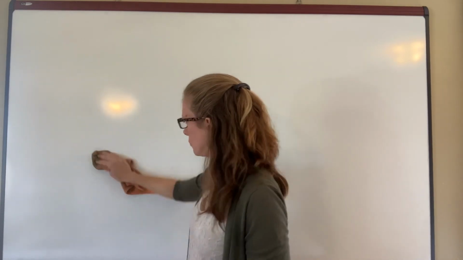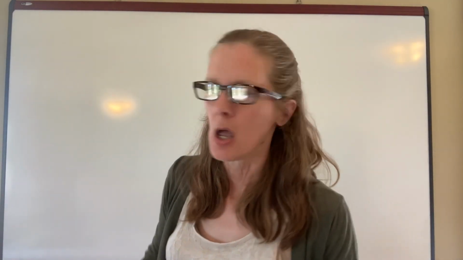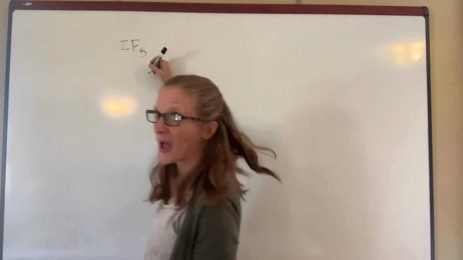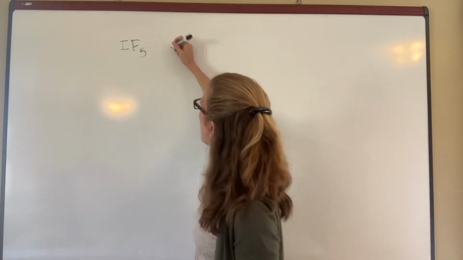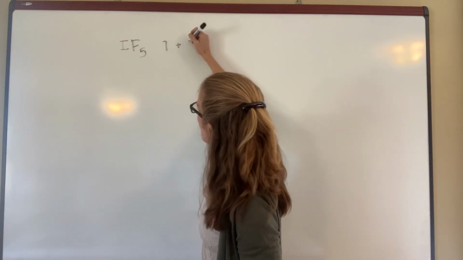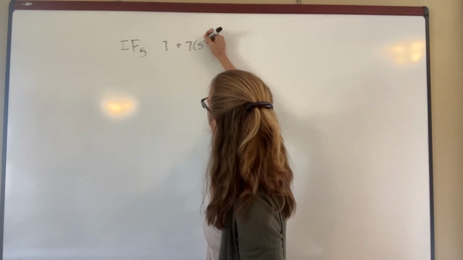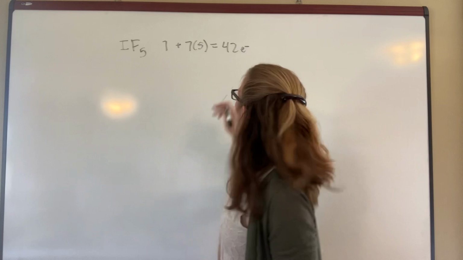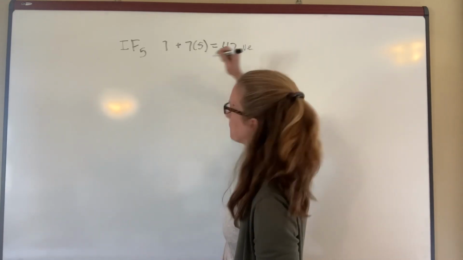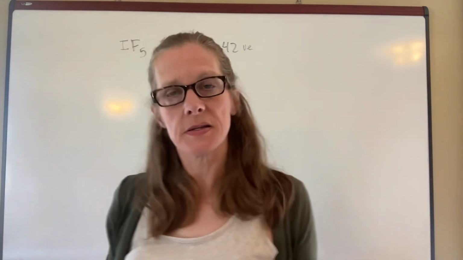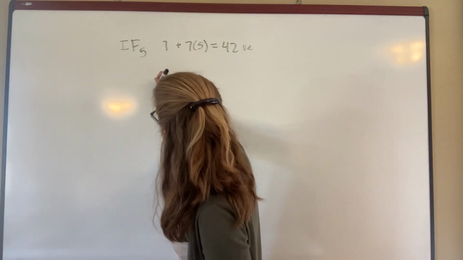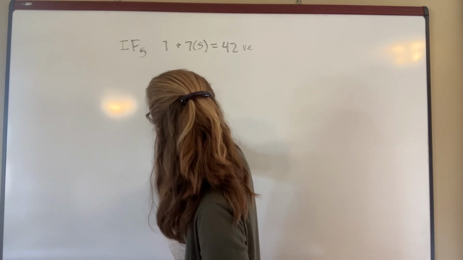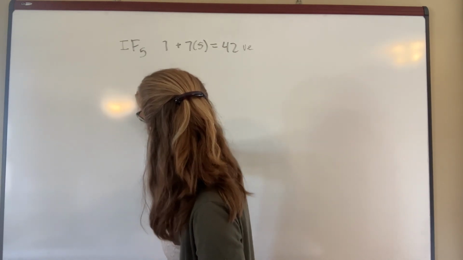So let's just make sure that we're clear on how to draw those structures. The first one that he does is IF5. And so iodine has 7 valence electrons. Each fluorine has 7. And there are 5 of those. So that actually gives me 42 valence electrons. Okay. Iodine's going to be central. So iodine goes here.